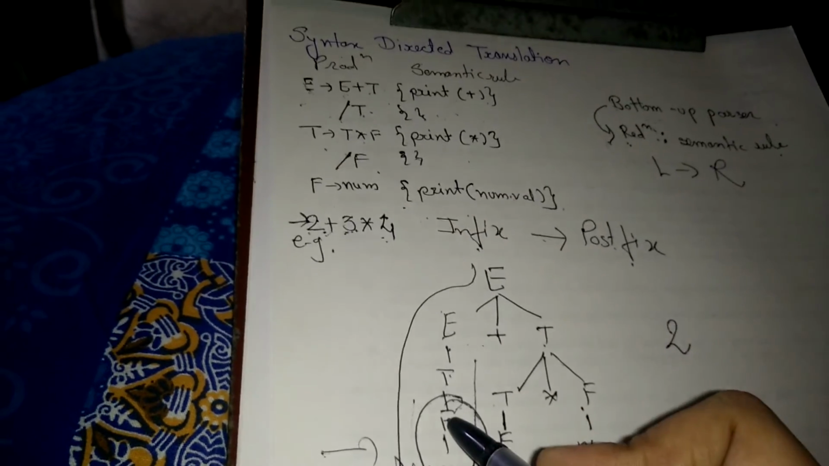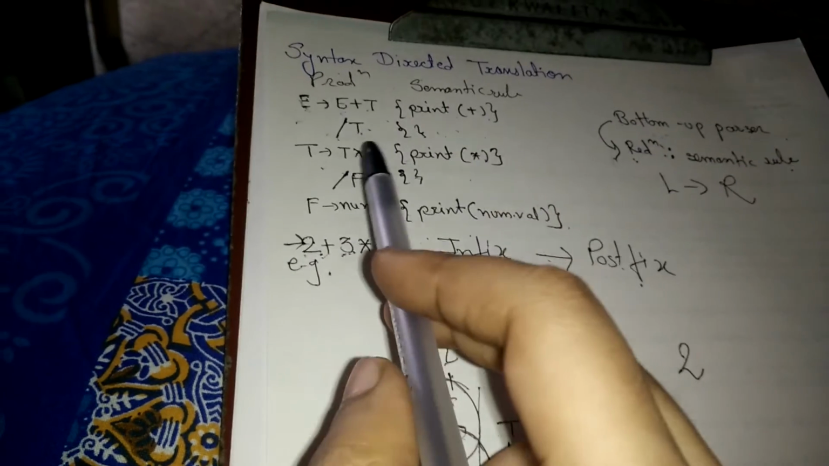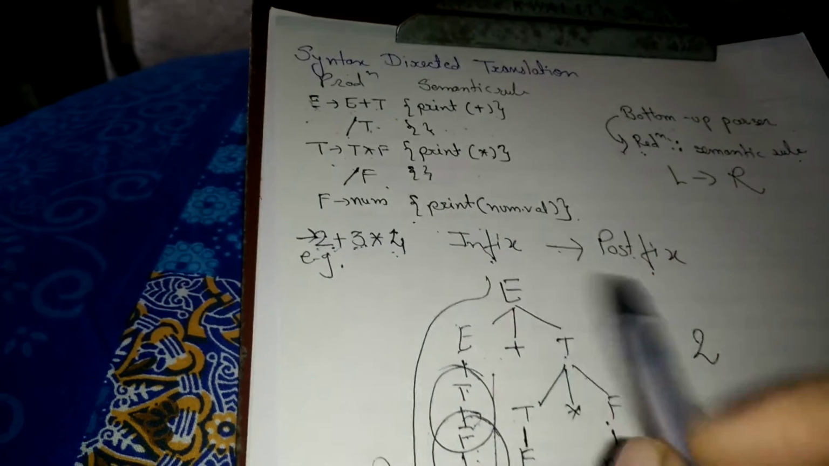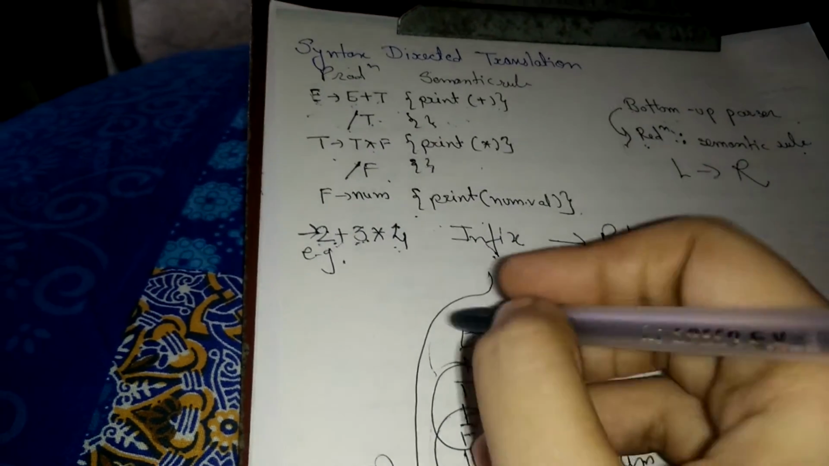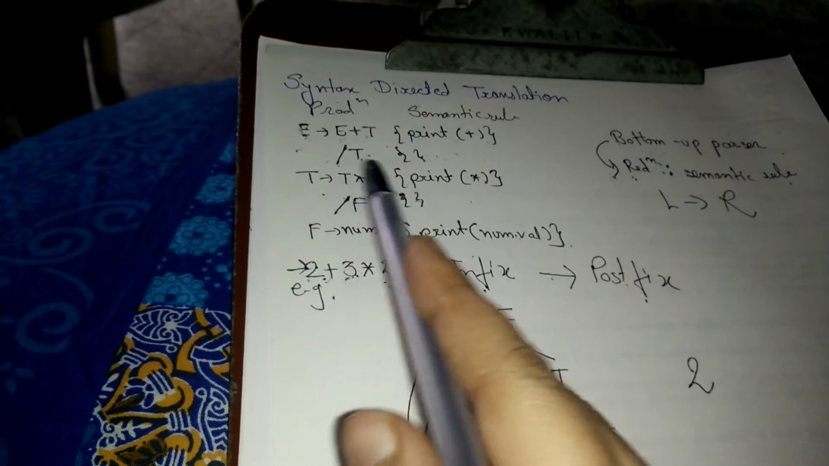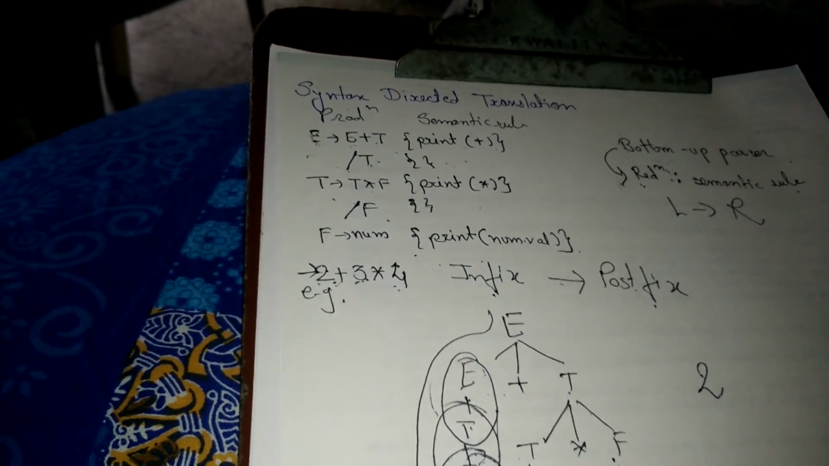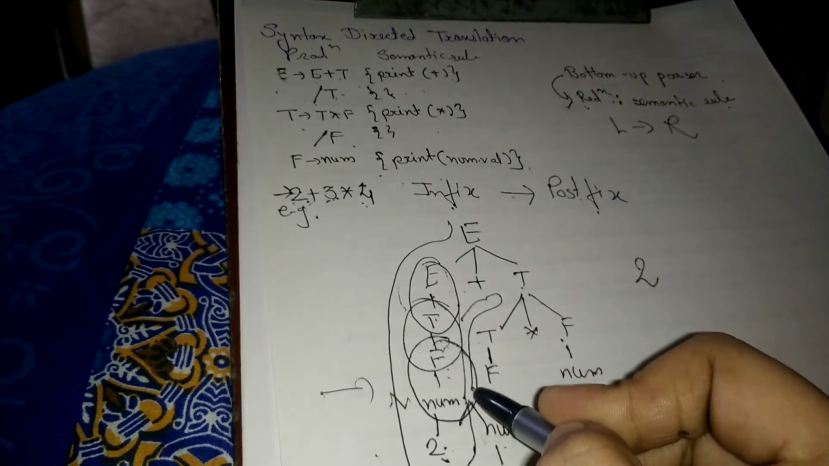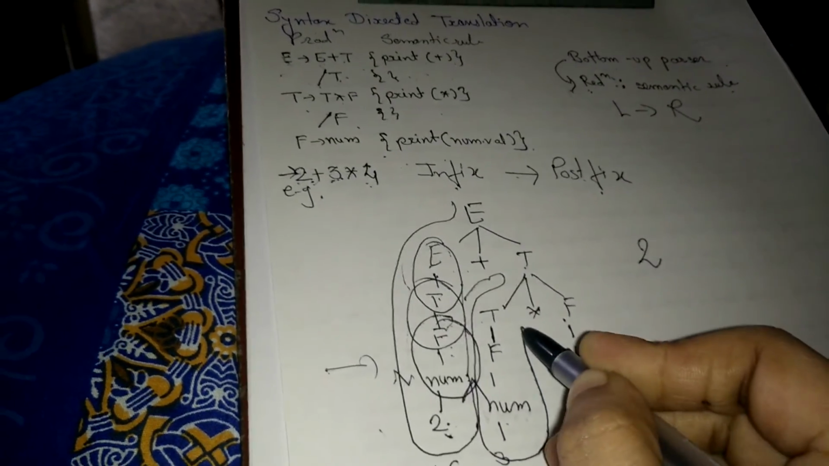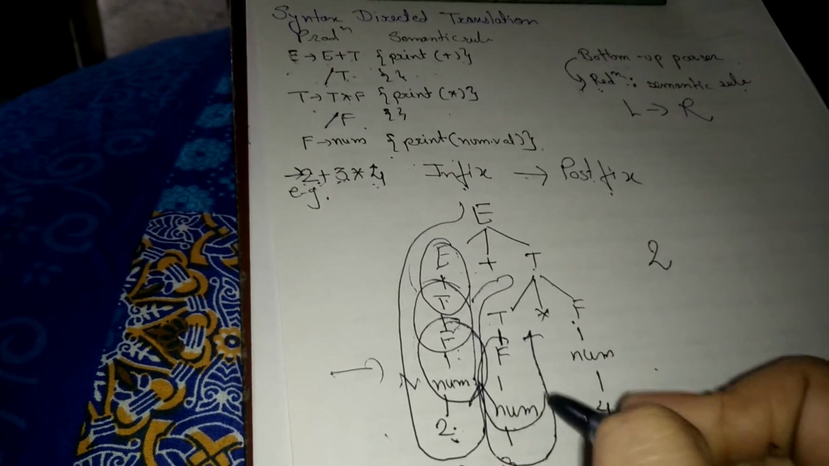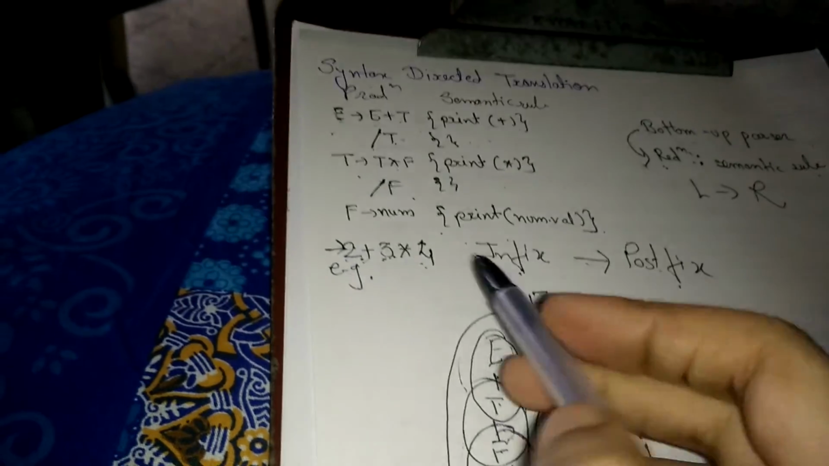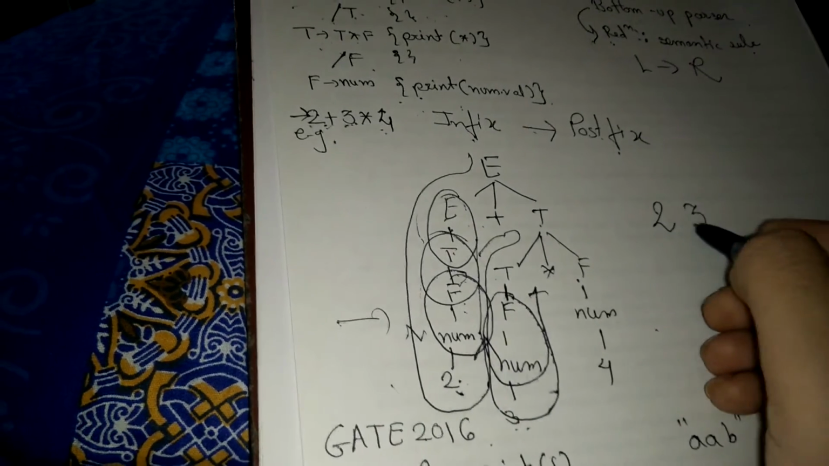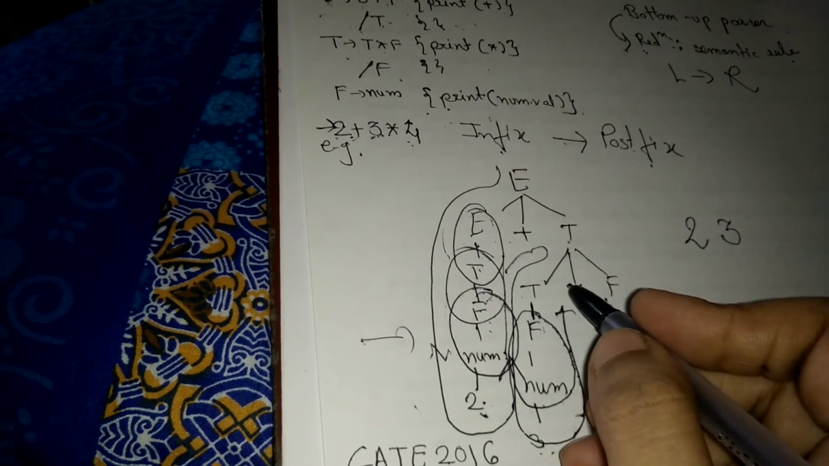Then T tends to F. This is also a reduction. But T tends to F doesn't have any semantic rule. So let it be. Then E tends to T is also a reduction. But E tends to T does not have any semantic action. So we will go this side. We don't have anything for a plus. Then again we will go to this one, and then from bottom to up. Now F to num is a reduction, and F to num says that print the value of num. Then we will go in the upward direction.